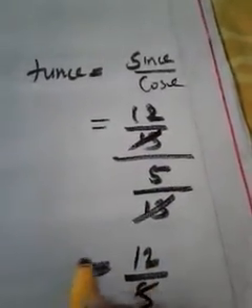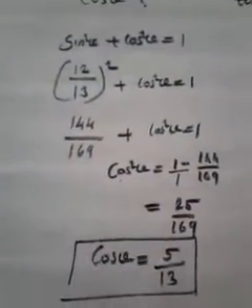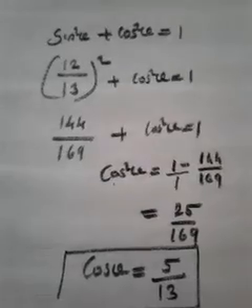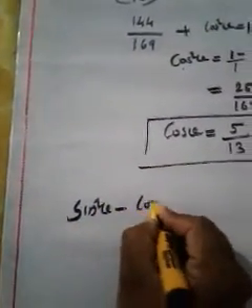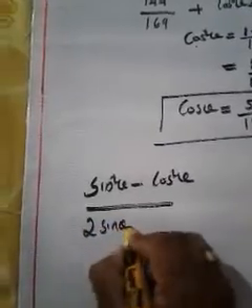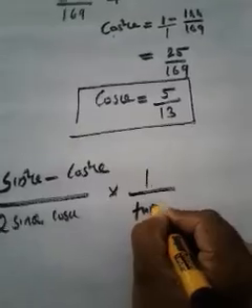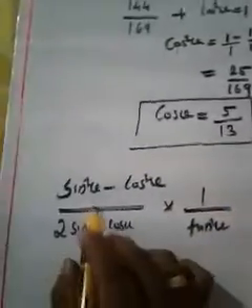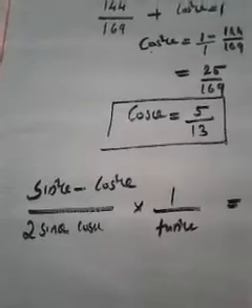In short, we got the value of tan theta and cos theta. See, we got the value of cos theta and we got the value of tan theta. Substitute everything in the question. So the question is sin square theta minus cos square theta by 2 sin theta cos theta into 1 by tan square theta. So when you substitute, you know what is the value of sin theta?